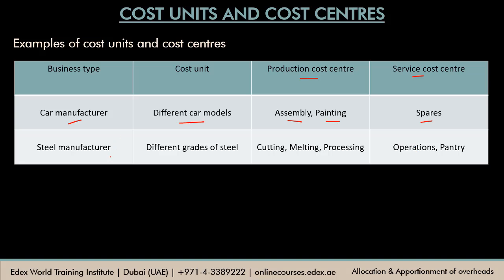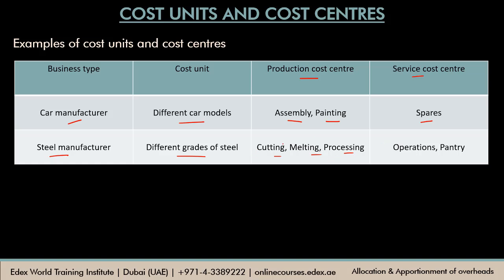Another business, let's say we talk about a steel manufacturer. The different grades and types of steel or metal that they sell will become their cost units. Before they sell it to the consumer, the raw material will have to pass through many departments so that it can be converted into finished product. These departments will be the production cost centers, like the cutting department, the melting department, the processing department, the chemicals department, and so on.